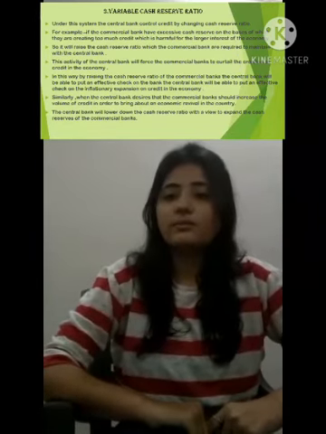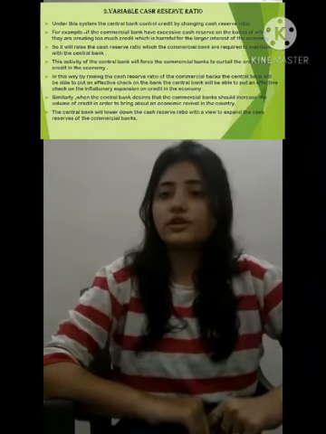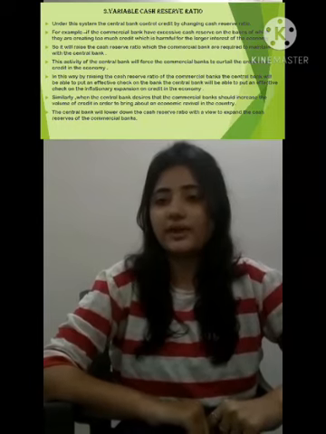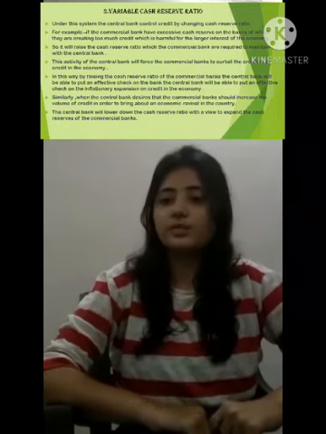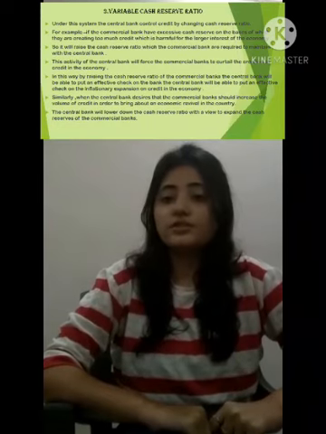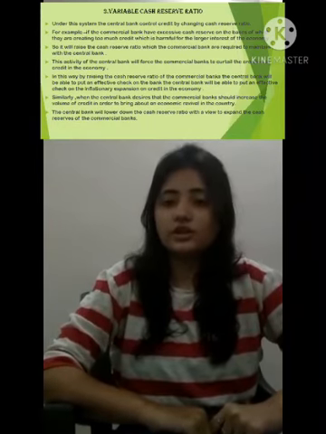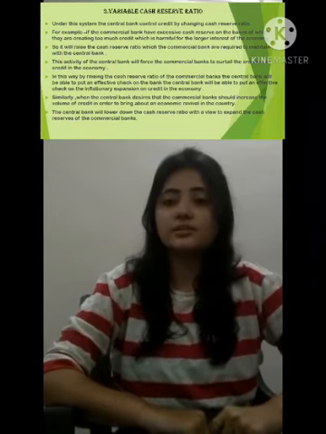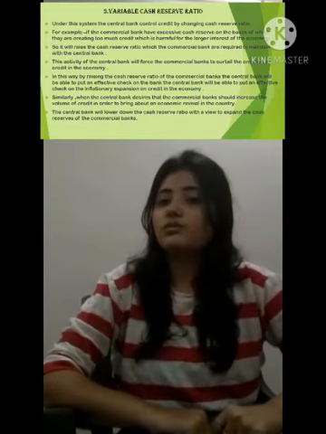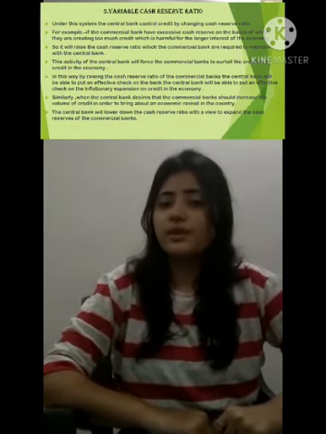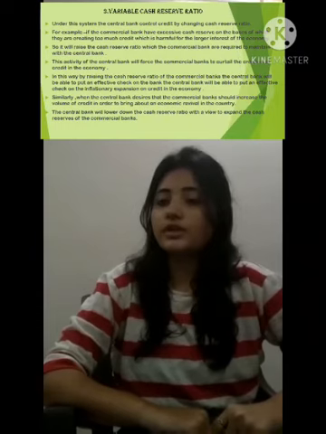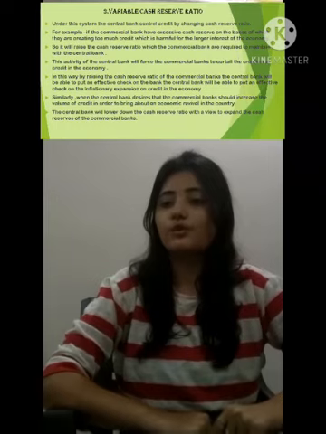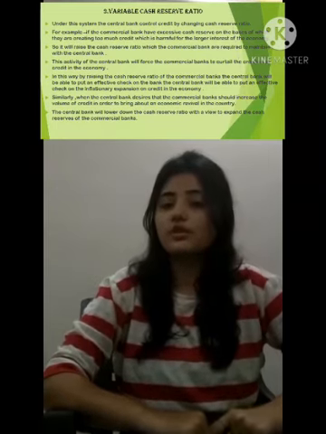In this way, by raising the cash reserve ratio of commercial banks, the central bank will be able to put an effective check on the inflationary expansion of credit in the economy. Similarly, when the central bank desires that the commercial banks should increase the volume of credit in order to bring about an economic revival in the country, the central bank will lower the cash reserve ratio with a view to expanding the cash reserves of the commercial banks.